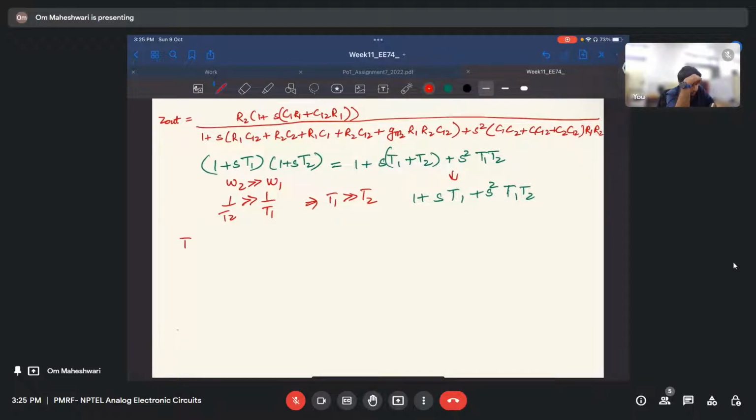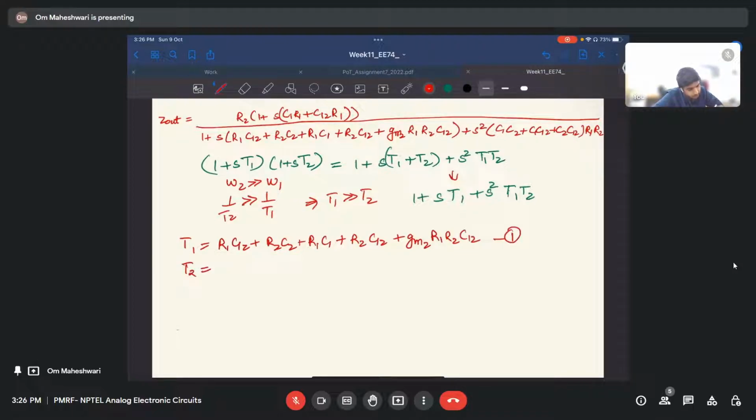So let me write it. T1 equals R1 C12 plus R2 C2 plus R1 C1 plus R2 C12 plus GM2 R1 R2 C12. Let me call it equation 1. Then T1 T2 is what? C1 C2 plus C1 C12 plus C2 C12 times R1 R2. This is T1 T2. Let me call it equation 2.